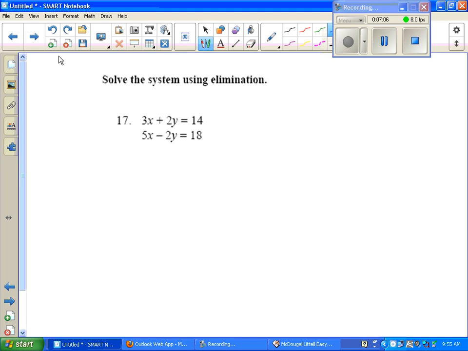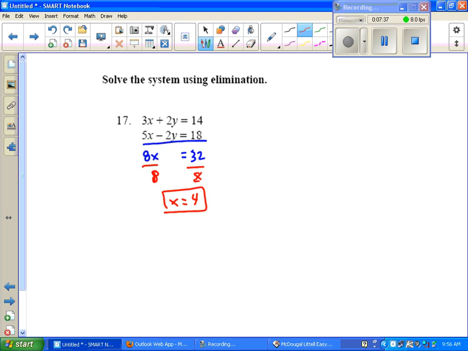Number 17 says solve the system using elimination. Watch how fast these are going to go. They're stacked on top of each other, the x's, the y's, and the constants, and you've got opposite terms. So combine them. 3x and 5x is 8x. 2y and -2y cancel each other out. 14 and 18 is 32. So 8x equals 32. Get rid of 8 times something by dividing by 8, and x equals 4.